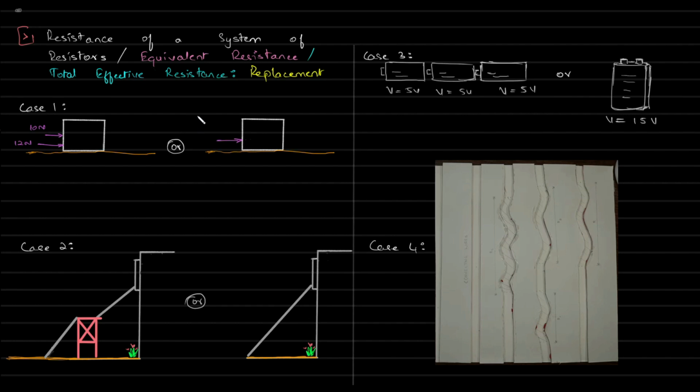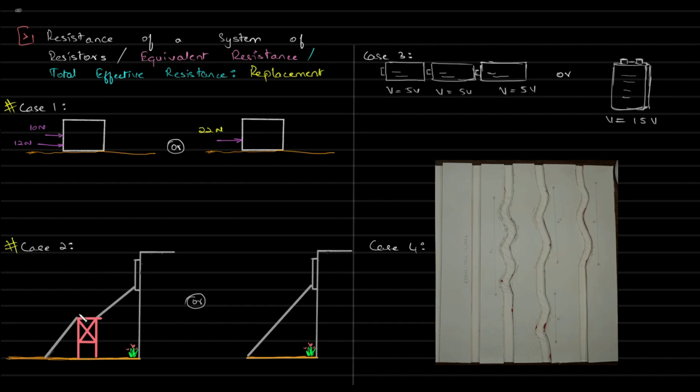So to understand this idea, I have four different cases wherein we are replacing a given system with something. Let's have a look at the first one. I have 10 Newton and 12 Newton pushing the box towards the right. I'm replacing these two with a single force of 22 Newton pushing towards the right.